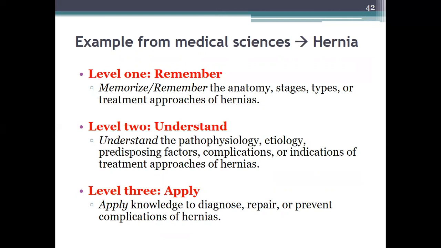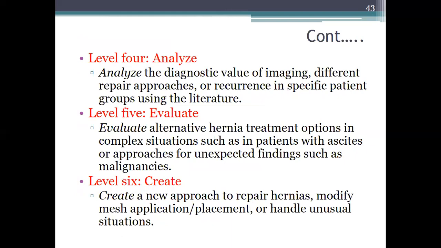Level two, understand the pathophysiology, etiology, predisposing factors, complications, identification of treatment approaches of hernias. That is a little bit of elaboration of what facts he has about the hernia in his brain. Level 3 application: apply knowledge to diagnose, repair, or prevent complications of hernias. He should know the complications, then he is able to have some strategy to prevent these complications of hernias.